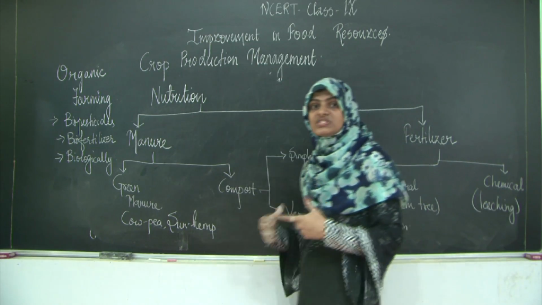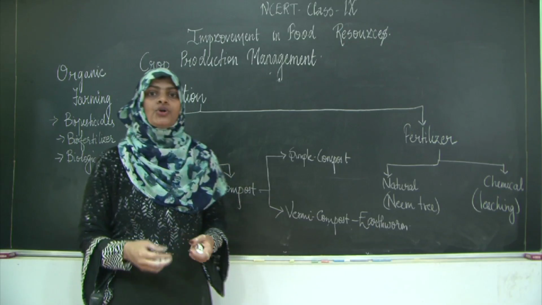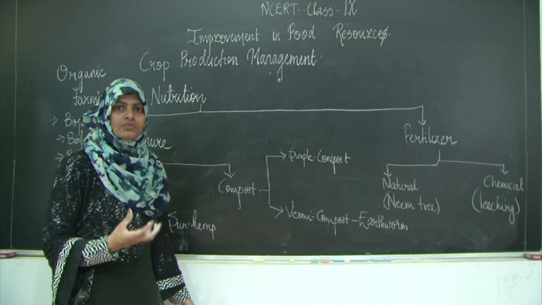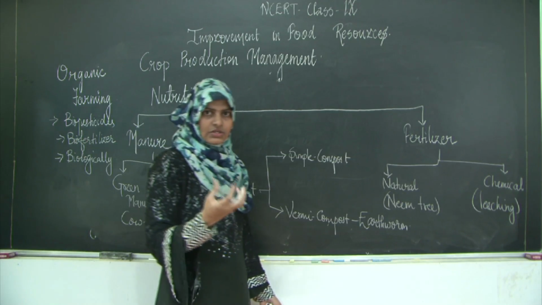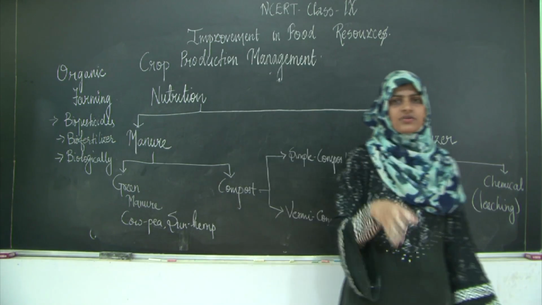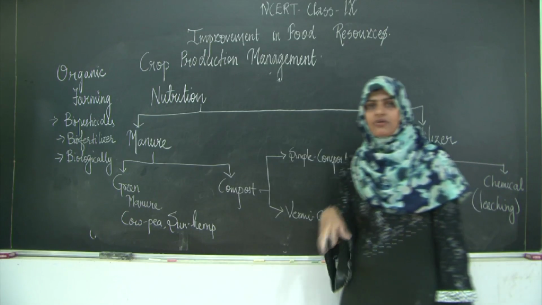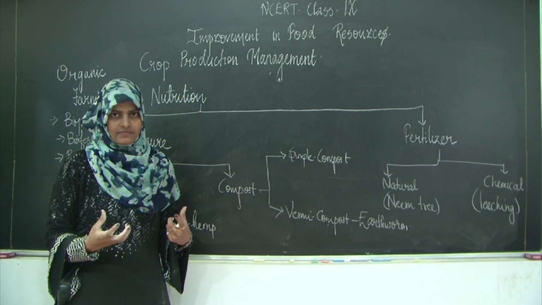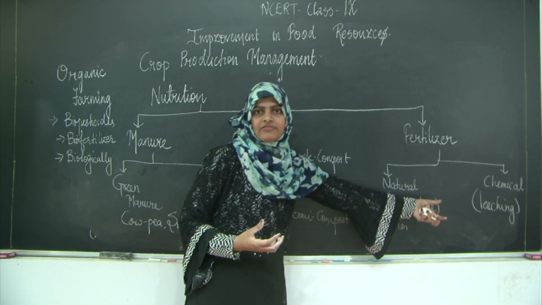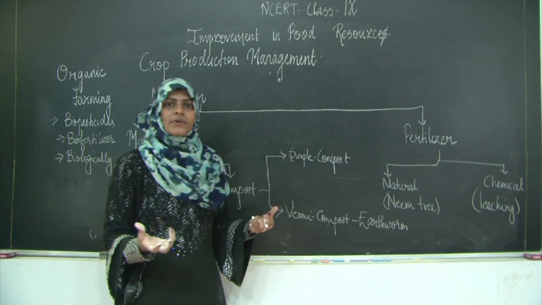The soil loses its natural ability to prepare humus. Okay, what is humus? The organic content of the soil. So when you keep on adding the peels of fruits and vegetables and cow dung and all, the soil has the natural ability to prepare this humus. But when you keep on adding the chemical fertilizer, it will stop producing the humus.